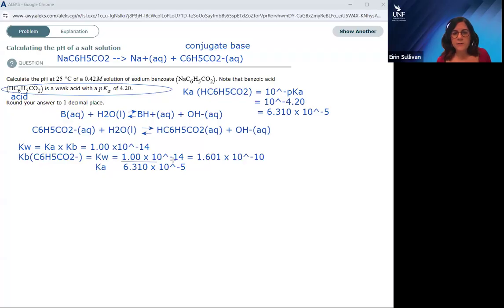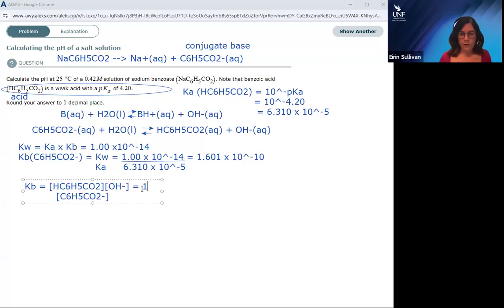That makes me happy. So now we can finally write our Kb expression. So Kb is the concentration of our benzoic acid, HC6H5CO2, times the concentration of hydroxide over the concentration of our benzoate ion, C6H5CO2 minus, and that is going to be equal to the value for Kb that we just calculated, of 1.601 times 10 to the power of minus 10.